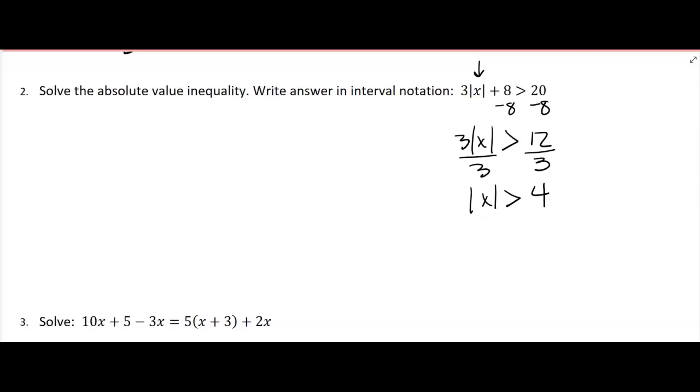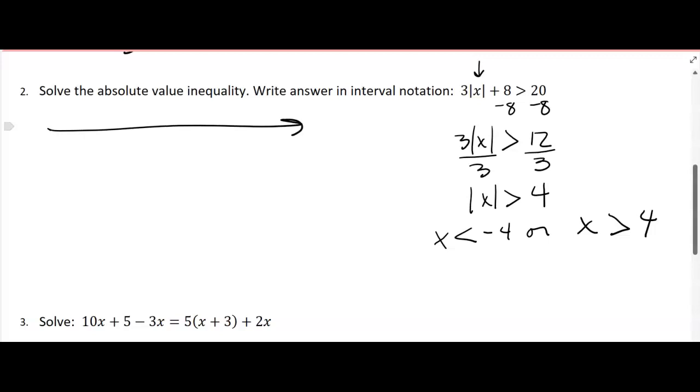So you have two cases. Either x is less than negative 4 or x is greater than 4. So it goes in two directions, the less than direction or the greater than direction. On a number line, it looks like this. Here's 0, here's 4, here's negative 4, pretend.